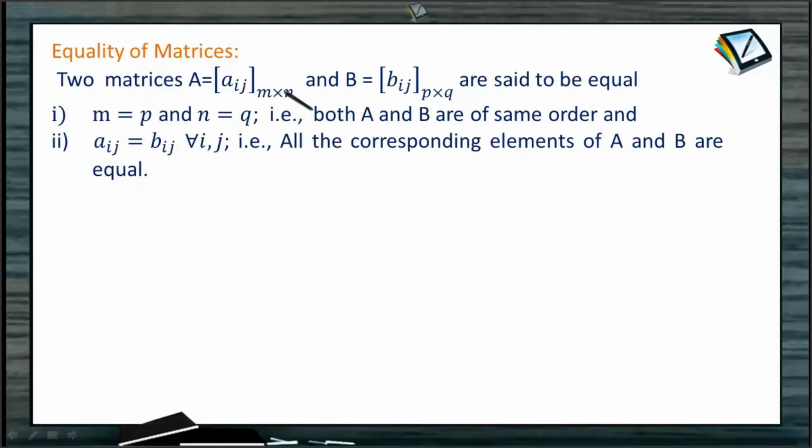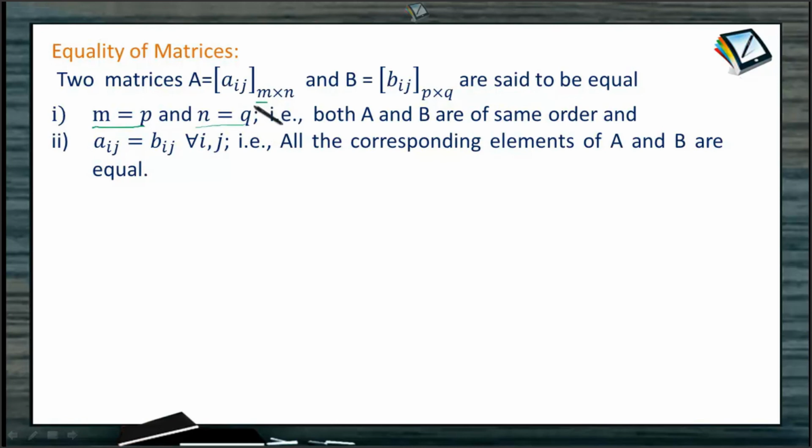Now as we begin the algebra of matrices, which is a new entity of representation of elements, first let us learn about equality in the representation. When do we say two matrices are equal? When two matrices A and B are defined, A as a collection of Aij's of order m by n and B as a matrix of collection of Bij's of order p by q, these two matrices are said to be equal under two very important conditions. One is m equal to p and n equal to q.